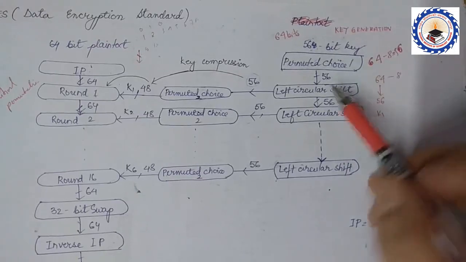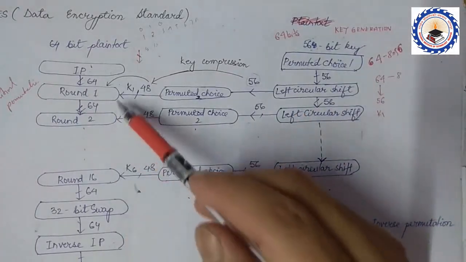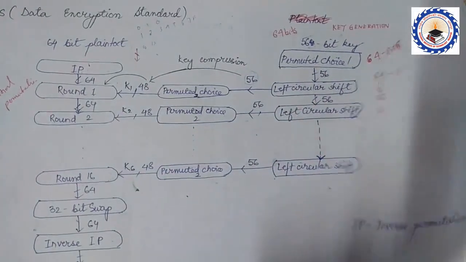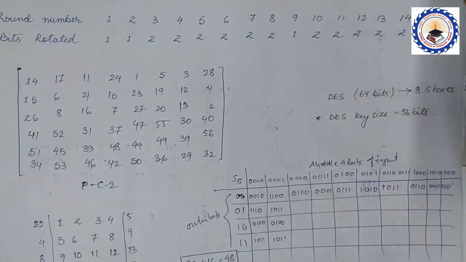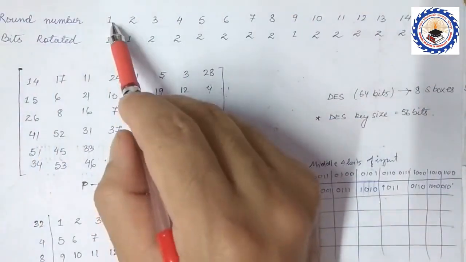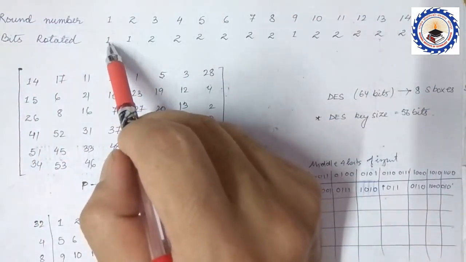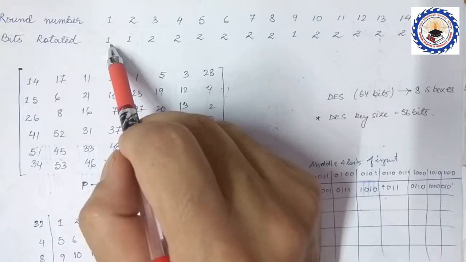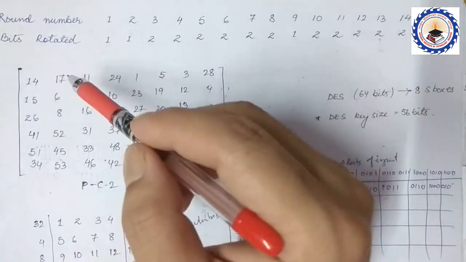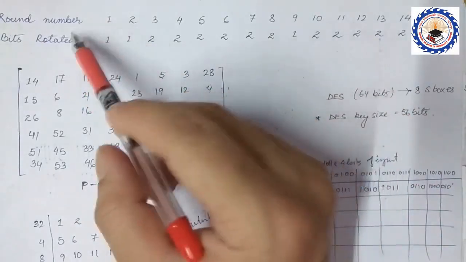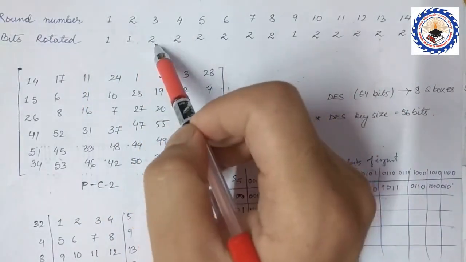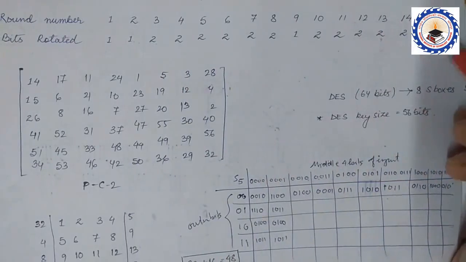According to the round, we have different shifting operations. If you look at this diagram, this is the round number and this is the number of bits rotated. For round 1 we must circularly shift to the left by 1 bit, and then the pattern changes. If it is the second round, we shift by 1. If it is the third round, we shift by 2, and so on up to the 16th round.